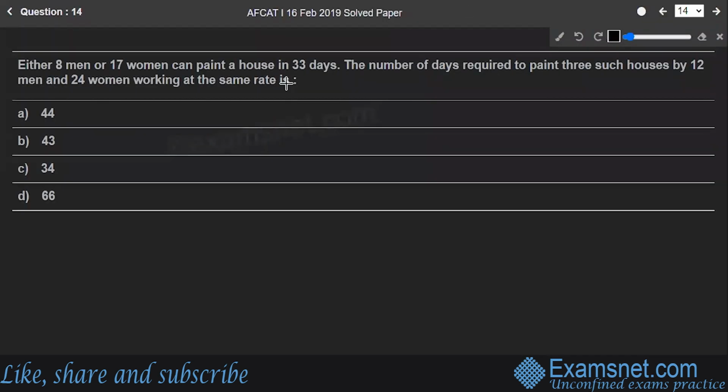question number 14. It says either 8 men or 17 women can paint a house in 33 days. That means over here, this is the first case when the work done by 8 men is equivalent to work done by 17 women, and either of the pair takes 33 days to completely paint a house. This is the first thing, right? So according to the first one, 8 men are equivalent to 17 women.